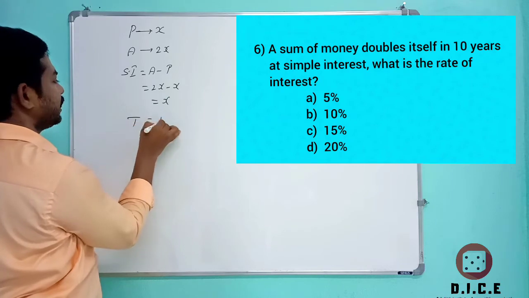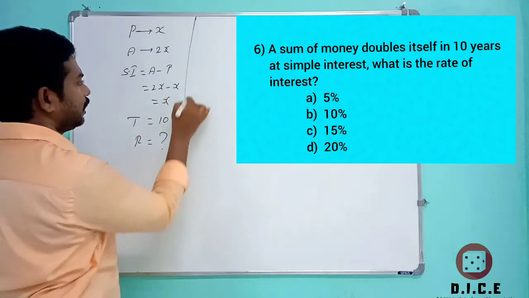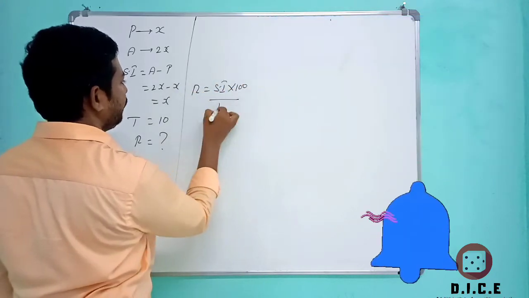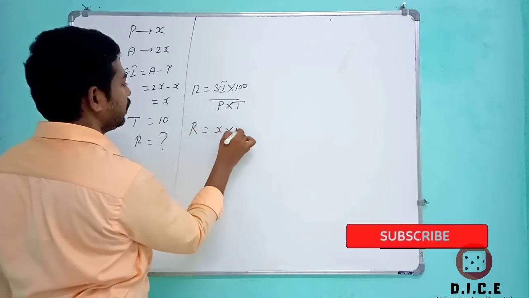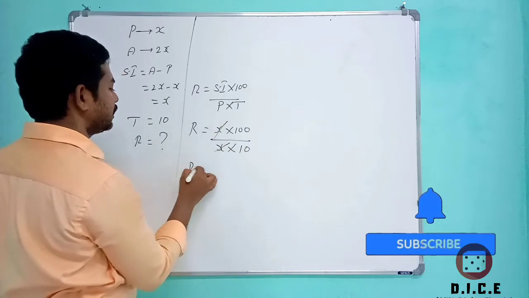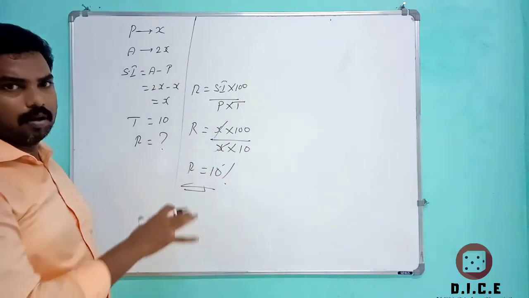Now time is given as 10 years. Now he is asking to find the rate percentage. Now this can be done directly with the formula that rate is equal to SI into 100 by P into T. Therefore rate is equal to what is simple interest? x into 100 by principal also x, and time is nothing but 10. x gets cancelled, rate is nothing but 10%. This is the case of solving in the detailed or normal process.